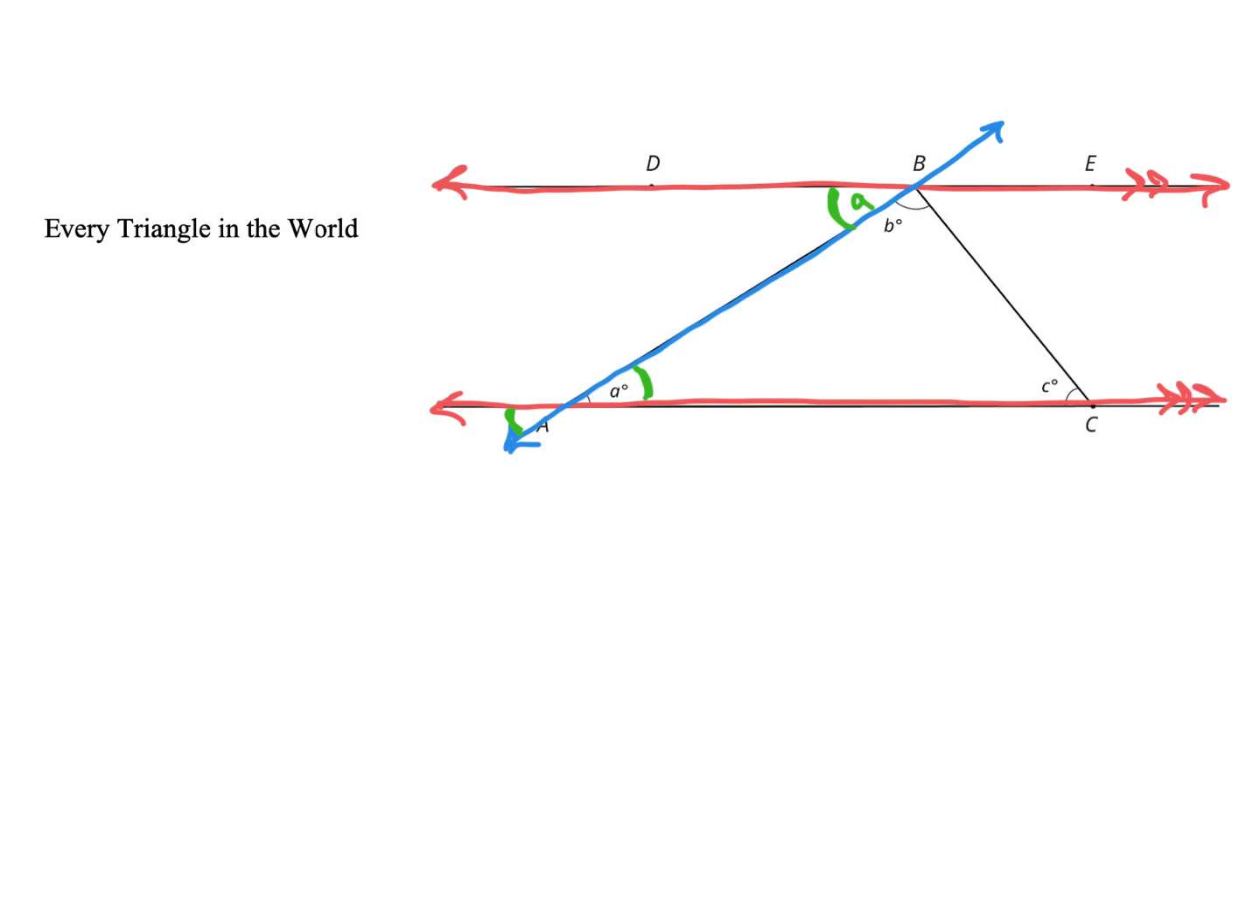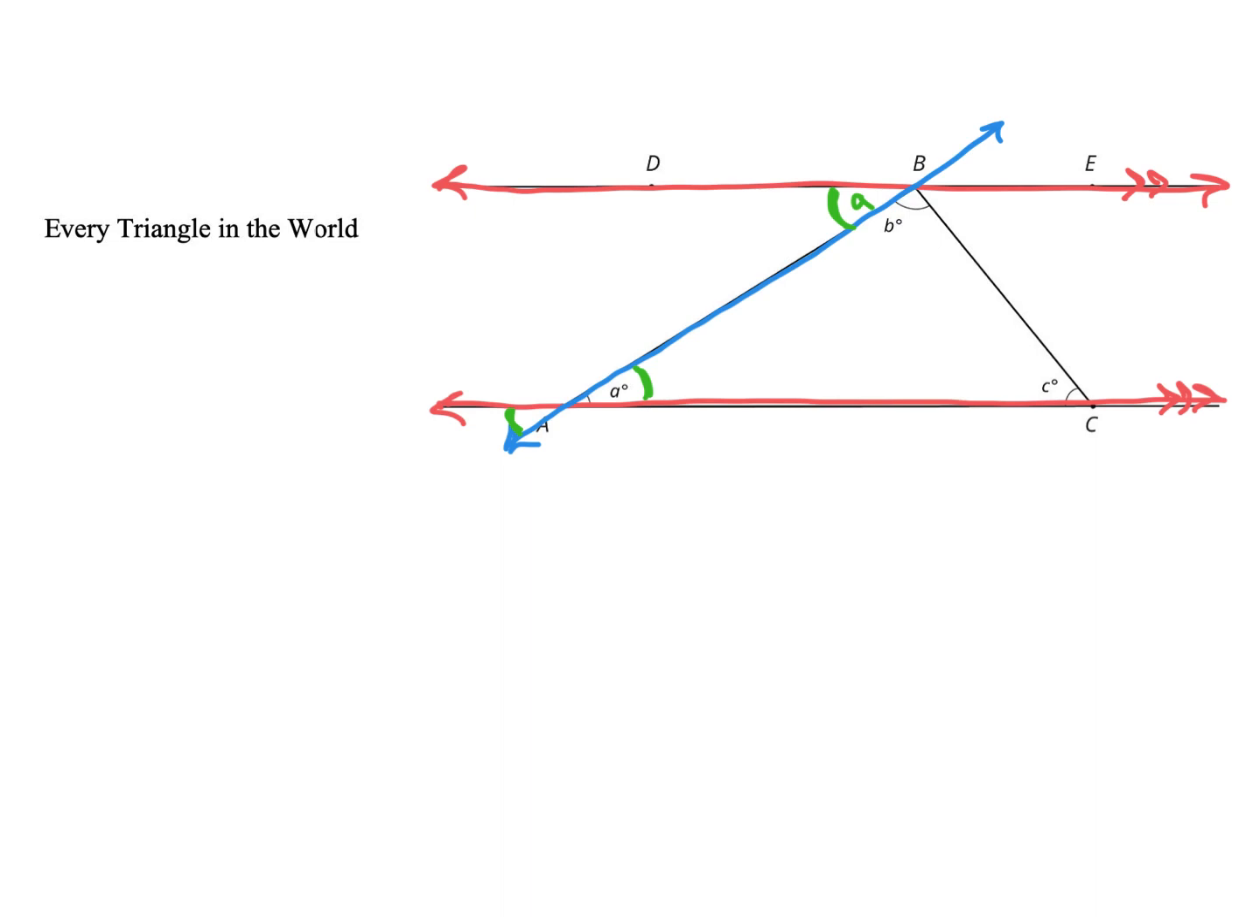This is what is considered an alternate interior. Alternate means either side of the transversal. Interior means inside the parallel lines. These are congruent to each other. So notice how we have angle A, and then also angle A up at the top.